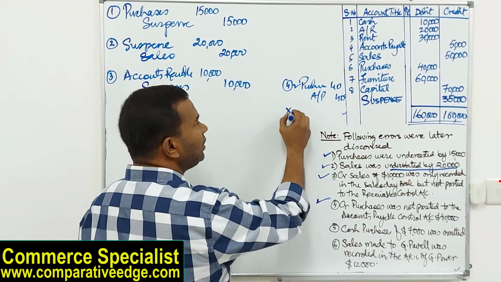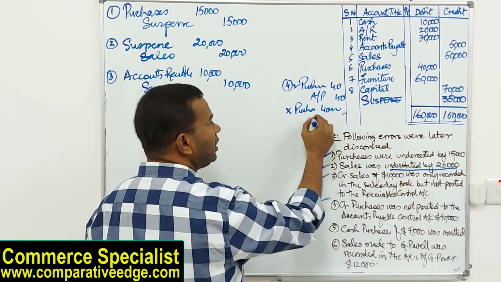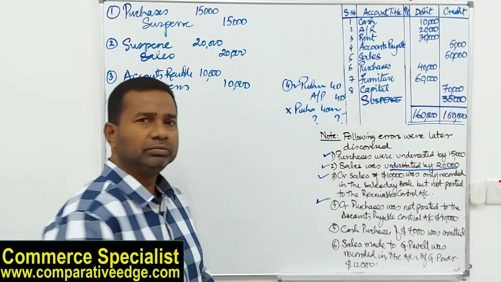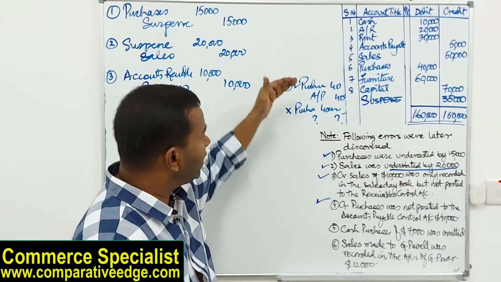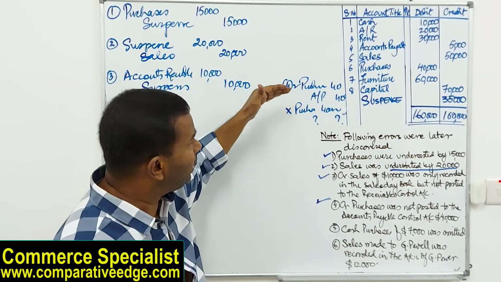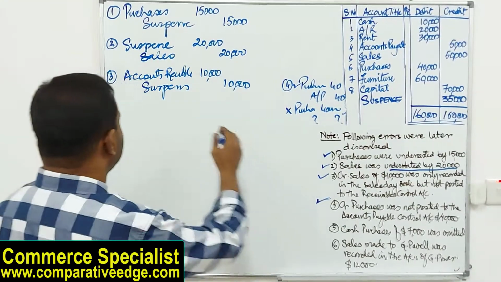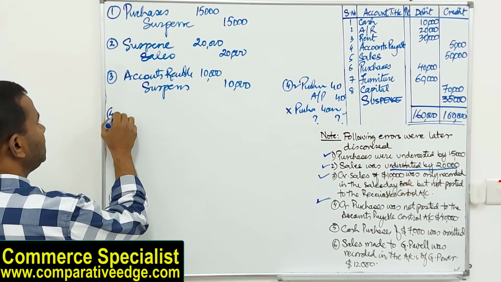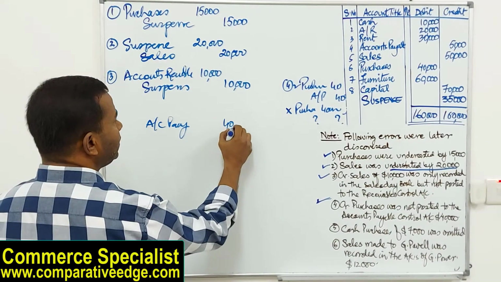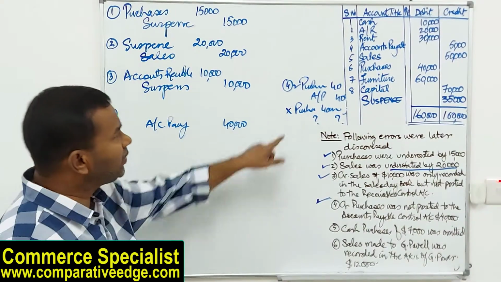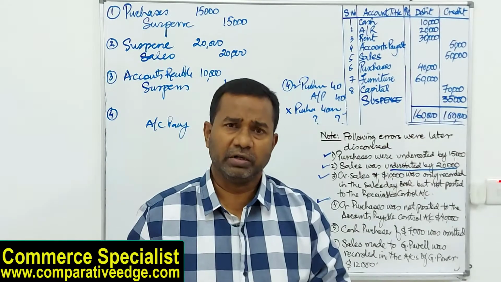You know what happened? Credit purchases were not posted to the accounts payable. That means you debited purchases by 40,000, but you never credited accounts payable. So you recorded half of the transaction. Instead of debiting purchases and crediting accounts payable, you only debited purchases. So now I'm going to credit accounts payable, which was not credited. I'm not going to debit purchases because it was already debited in the wrong entry. Half of the transaction was recorded.